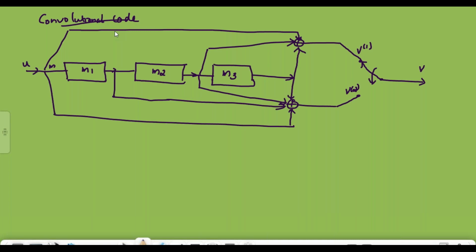Here, a convolutional encoder is given, and we have seen how we can give the dimension of this convolutional code. Can anyone say in what two ways we have represented it? One is in terms of code rate and constraint length.